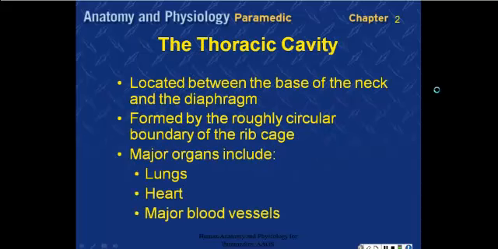The thoracic cavity is located between the base of the neck and the diaphragm. It's formed by the roughly circular boundary of the rib cage. The major organs of the thoracic cavity include the lungs, the heart, and several major blood vessels, including the descending aorta and the vena cava.